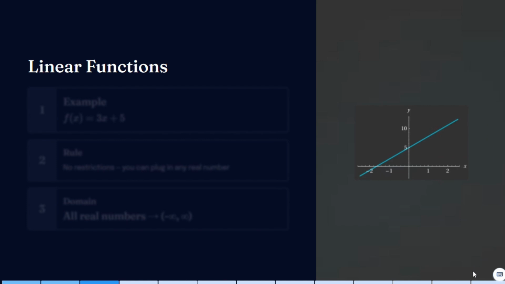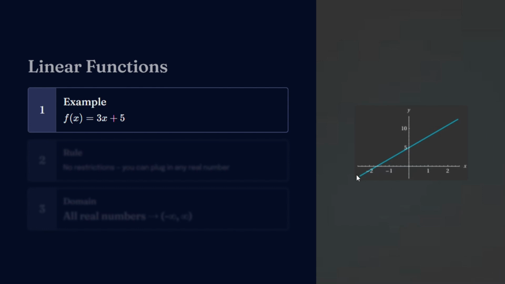So first, let's talk about linear functions. Linear functions are functions of the first degree, and their graph is a straight line. So for example, if we have the function f of x equals 3x plus 5, we can see that this is a straight line and our y-intercept is 5. It crosses the y-axis at 5.